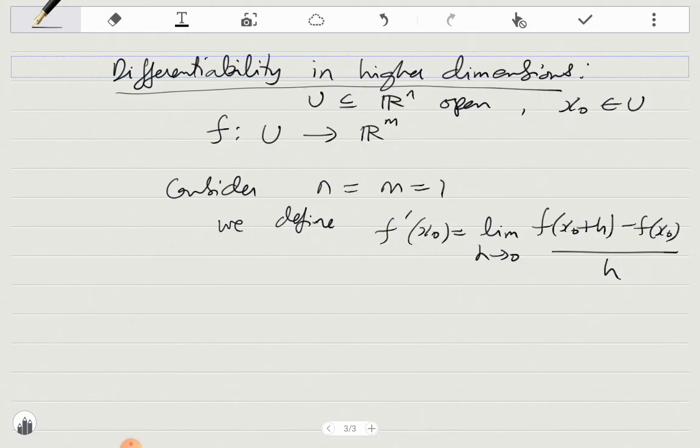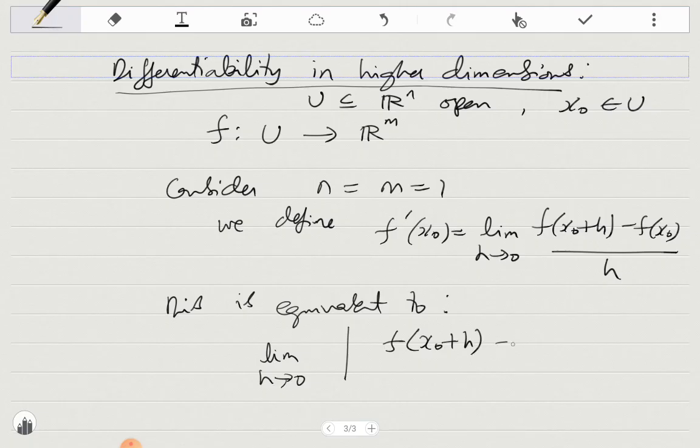So what we do is something which is done all the time in mathematics. If you want to generalize something and the direct definition doesn't work, we sort of recast it in a slightly different way. That's what we can do here. So we recast this as follows. This is equivalent to limit h going to 0 of the modulus of f of x naught plus h minus f of x naught, divided by h, equal to 0.